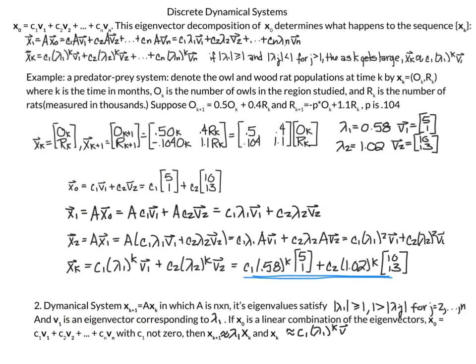If x naught is a linear combination of the eigenvectors with c1 not equal to 0, then x of k plus 1 is approximately equal to lambda 1 x of k, and x of k is approximately equal to c1 lambda 1 raised to the k v1.